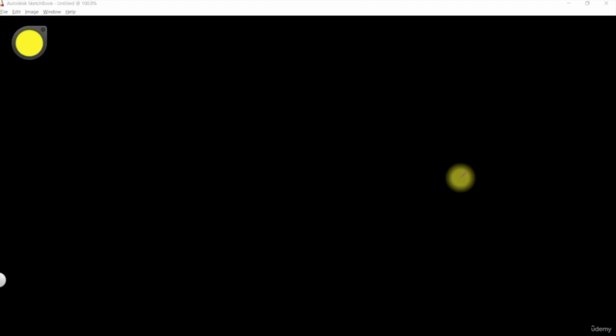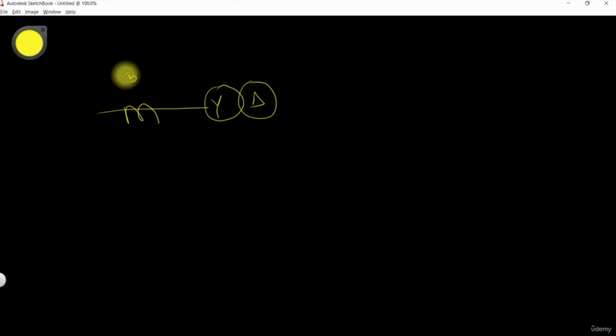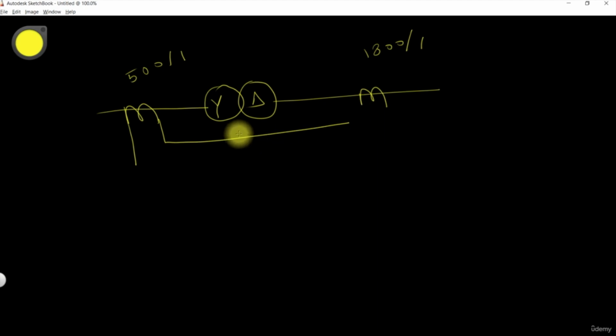In this case, we have a transformer, for example. This is the transformer, this is the star side, this is the delta side, and this is the CT, which is 500 by 1, and the LV side CT here is 1800 by 1. So 500 by 1 means 500 amperes is flowing at the primary side. At the secondary side, you can see the relay, and the CT is connected to the relay. The relay has current sensing elements which will measure the currents.